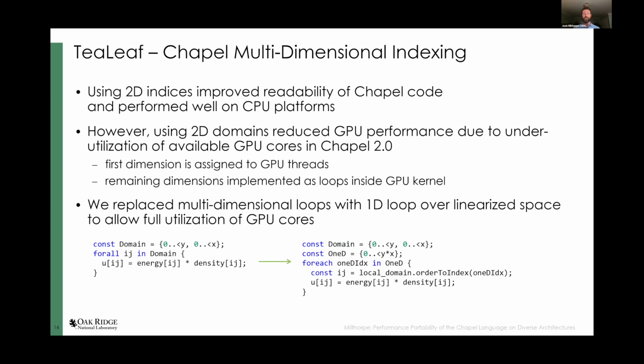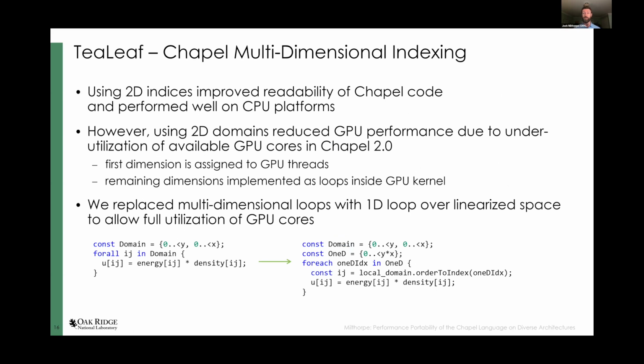Chapel's indexing, we found, really made the Chapel code much more readable than some of the other programming models. It performed really well on the CPU platforms, and I know a lot of optimization's gone into that. However, we did find some problems with 2D domains on GPUs. And the reason why is for a 2D domain, the first dimension will be assigned to the GPU threads, and any remaining dimensions will be implemented as loops inside of the kernel.